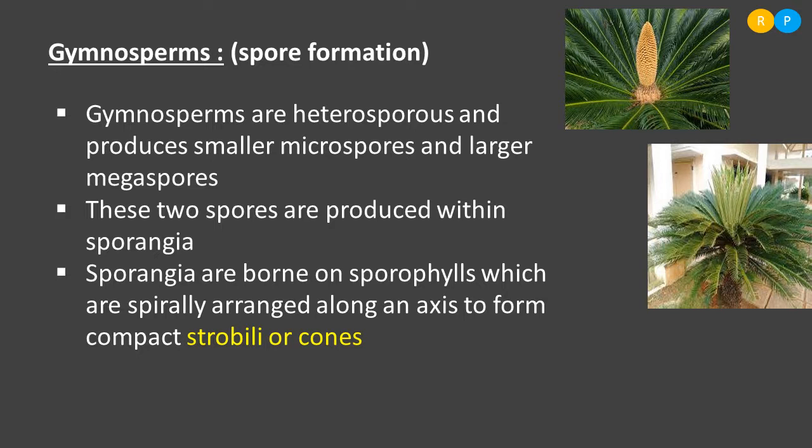Clear? So what appear from the outside in the cone are nothing but modified sporophylls. Those sporophylls enclose sporangia. So this is actually the structure formed during the time of reproduction. Within the cone, the spore formation takes place. Clear? So microspore formation takes place in one cone, and megaspore formation takes place in another cone. Clear, right? So let us see the two types of cones in gymnosperms.